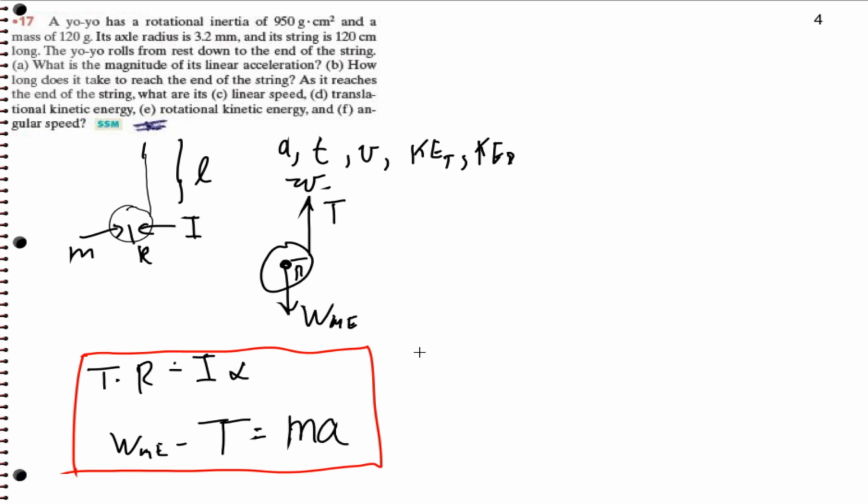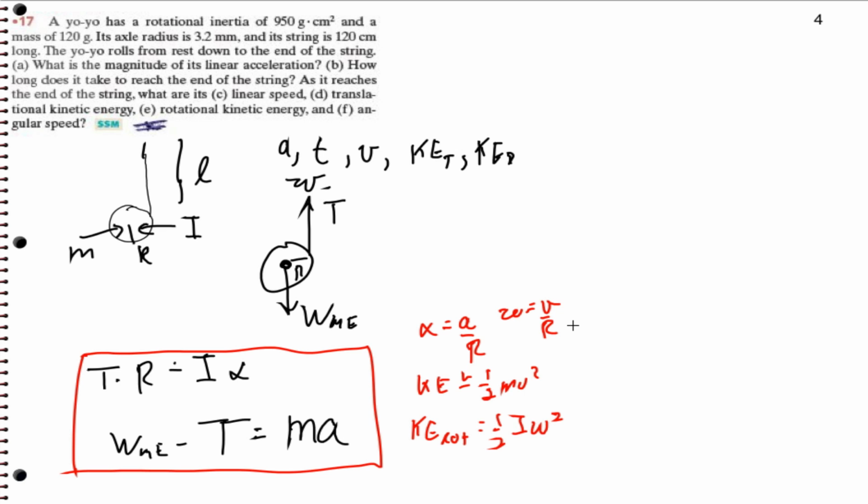And then the recommendation is don't forget that alpha equals a over r. And don't forget that translational kinetic energy is going to be 1/2 mv squared. And the rotational kinetic energy is going to be 1/2 I times omega squared. And of course, omega is v over r. So that's a good way to get started on this problem.